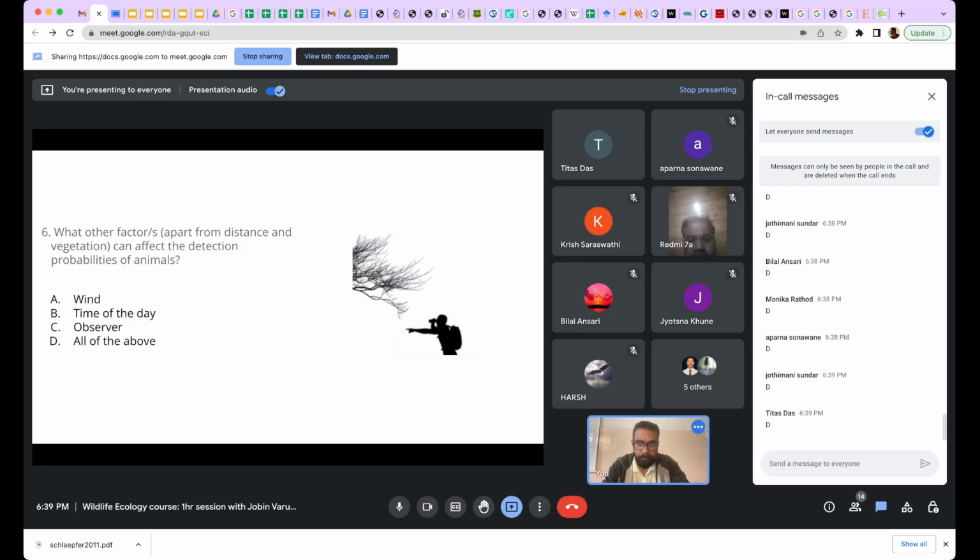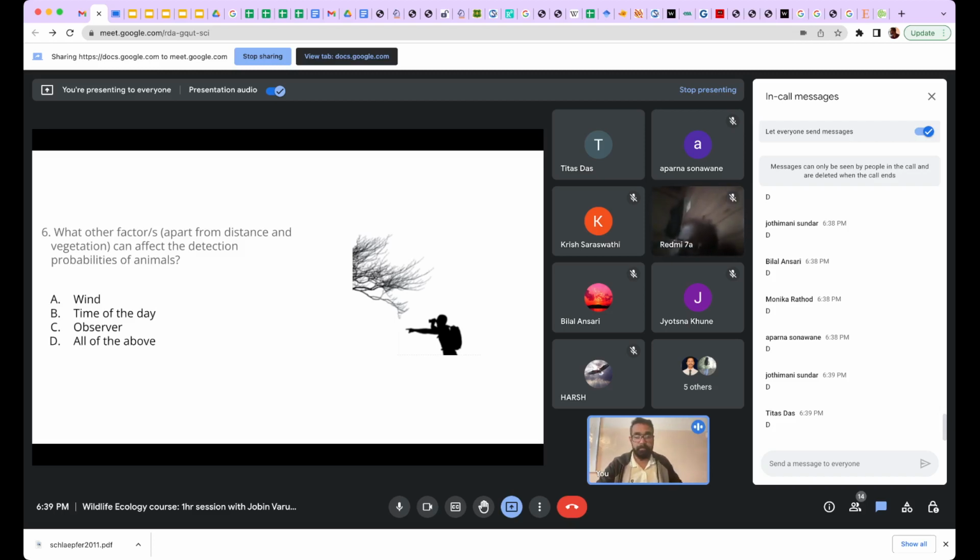So, how does wind affect the detection probability? Can anyone explain that to me? Answer is D, of course, all of the above. I'm agreeing with you, but how does it affect? So when wind blows, the bird will call, and as an observer it's very difficult for me to detect the bird. Okay, so we are talking about the probability of being seen as well as heard.